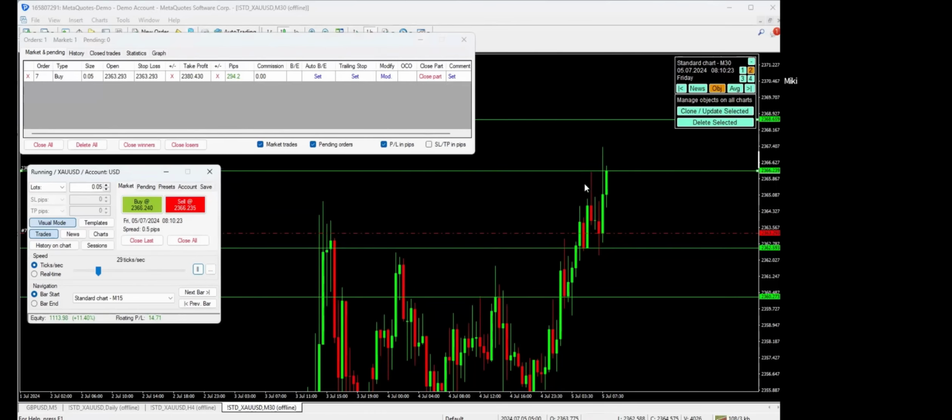We don't really need structure because we've had, look, a resistance, a support, higher low, higher high. We broke that. Let's speed this up a little bit. Perfect. Go and break that high. It's lovely.